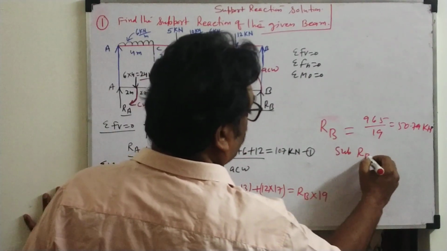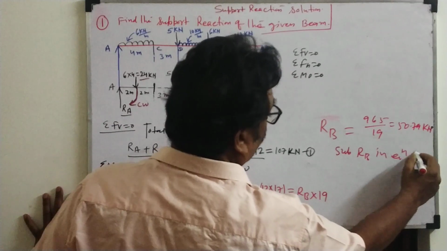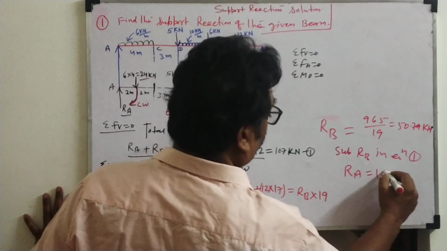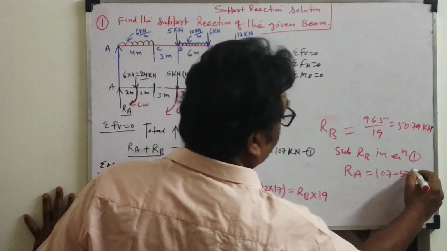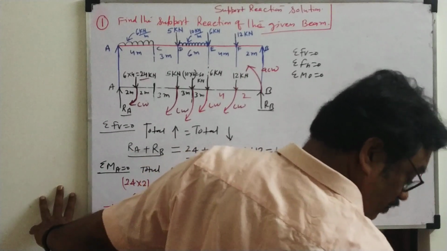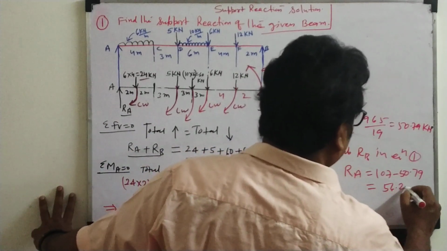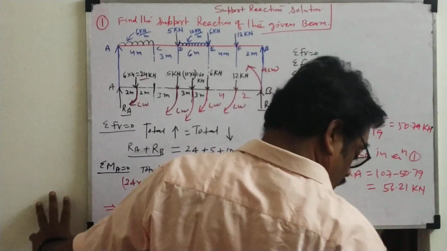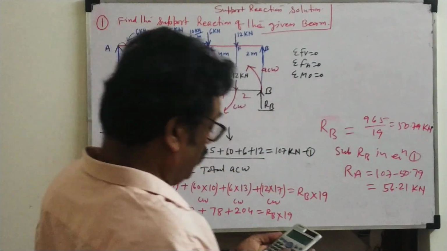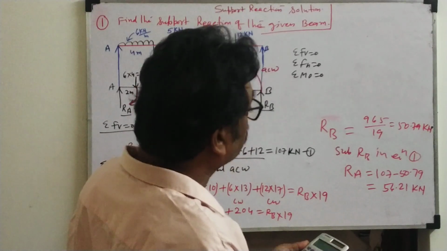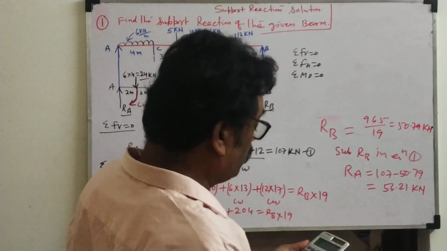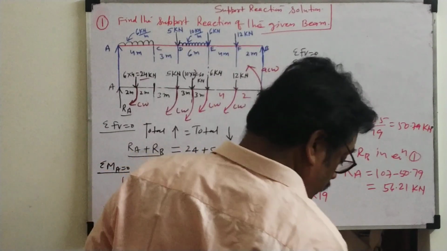Now substitute RB in equation 1. So RA is equal to 107 minus 50.79. It is coming finally 56.21 kilonewton. Now we will check once. The total is coming how much? 107 minus 50.79 equal to 56.21.